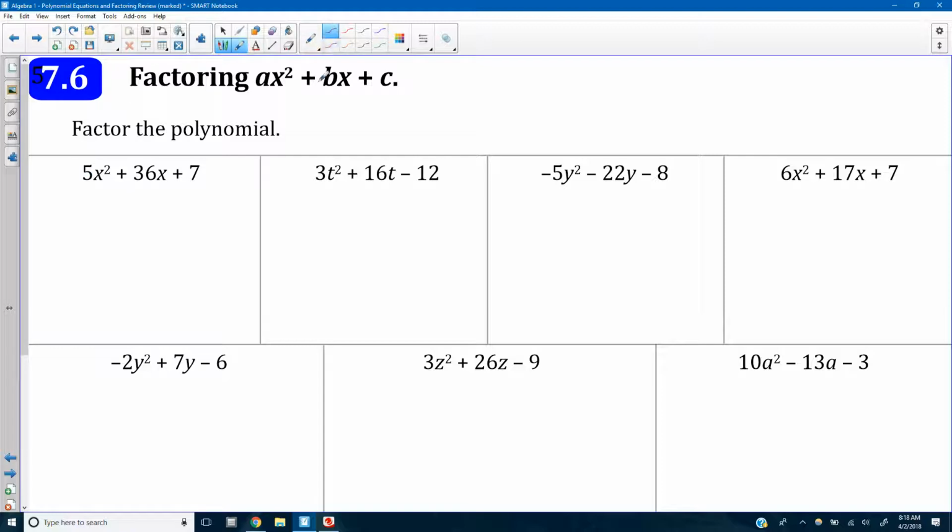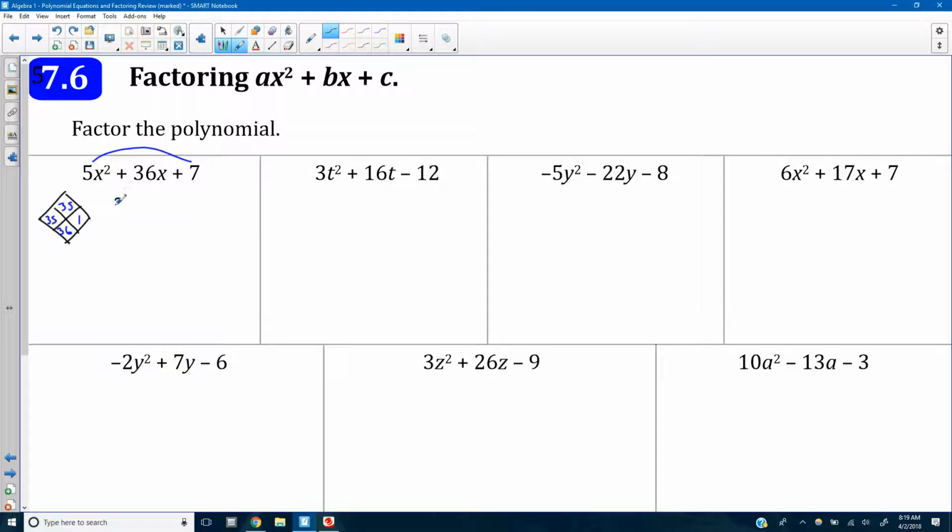Now, when I do this one, I'm going to have to ask what two numbers multiply to something and add to something. Now, I'm not going to teach this in full at all. I'm just going to do the problem. I'm going to say what two numbers multiply to 5 times 7, that's 35, and add to 36. Clearly, that's 35 and 1. 35 plus 1 is 36. 35 times 1 is 35.